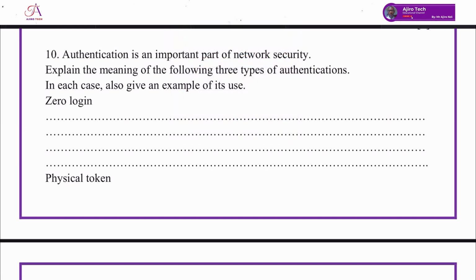Authentication is an important part of network security. Explain the meaning of the following three types of authentication. In each case, also give an example of its use. So let's talk about zero login. Now for zero login, what do they do?